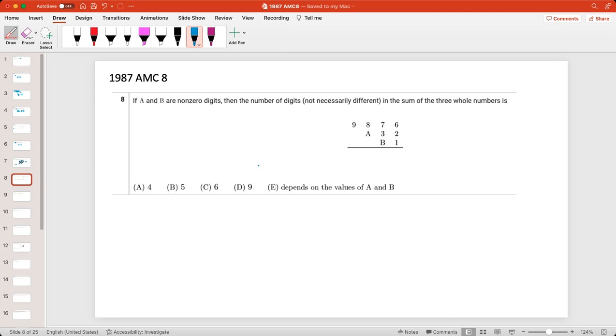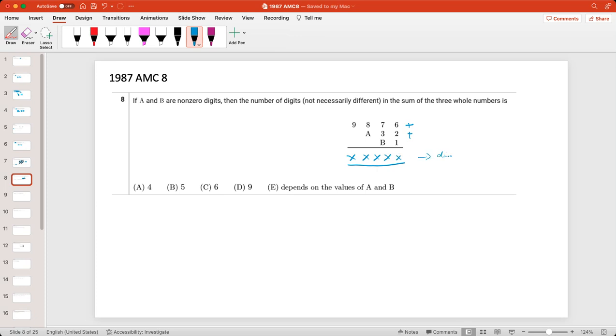If A and B are non-zero digits, not necessarily different, so A and B can be the same. That's the meaning. And the sum of the three whole numbers, so you have to add these three numbers, this plus this plus this. And how many digits are in the sum?